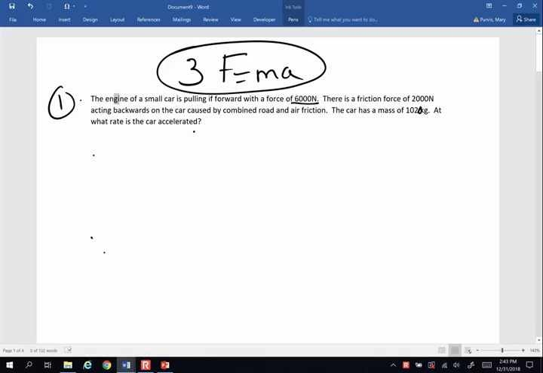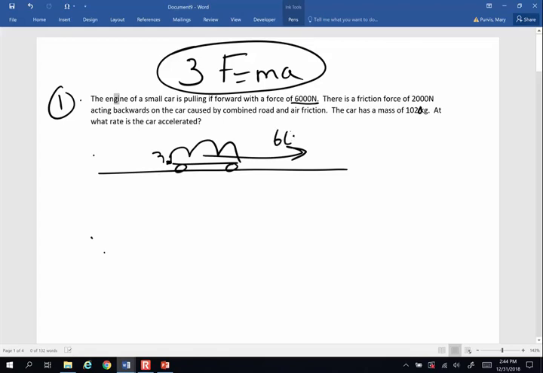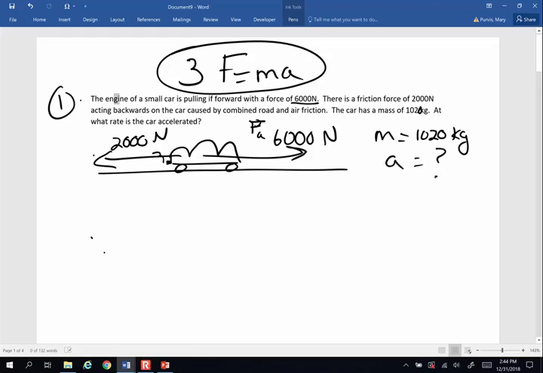When you attack one of these problems, as we have done many times before, you start out drawing a sketch. So here's my automobile, and we're going to draw all the forces acting on the car. So here's my little tailpipe. There is a force forward caused by the engine of 6,000 newtons. That's my force applied. There is frictional forces of 2,000 newtons backwards. The mass of the car is 1,020 kilograms, and I want to know at what rate is the car accelerated.